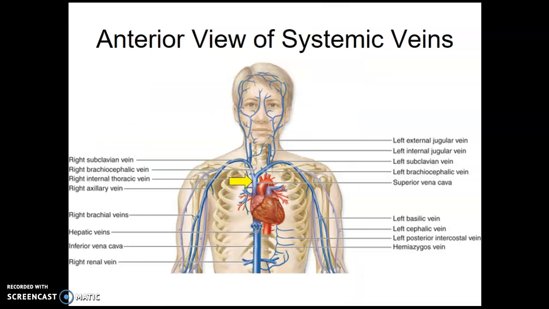Now we talk about our systemic veins. Here is our vena cava, click back to that a little bit. Superior vena cava and inferior vena cava. We definitely want to know what those are called. And they just have the yellow arrows in there to point. You can see if you look a little bit lower, the inferior vena cava is labeled. Superior vena cava is labeled up here as well.